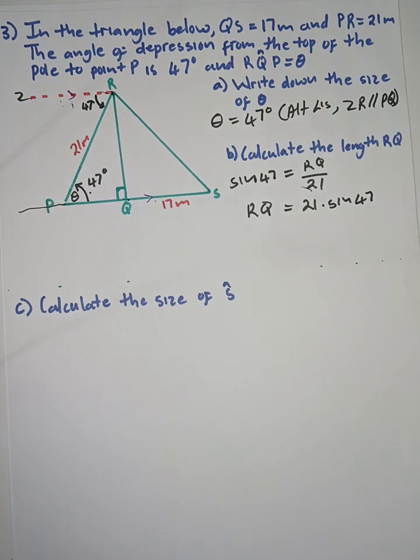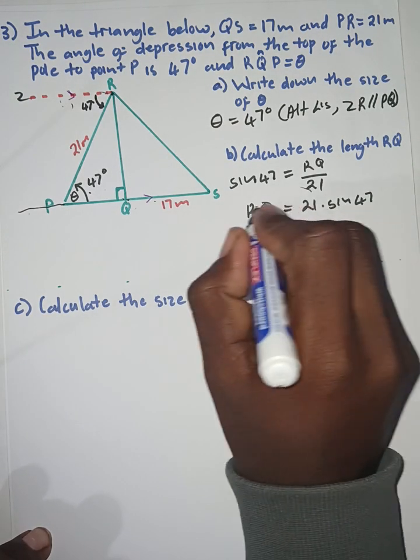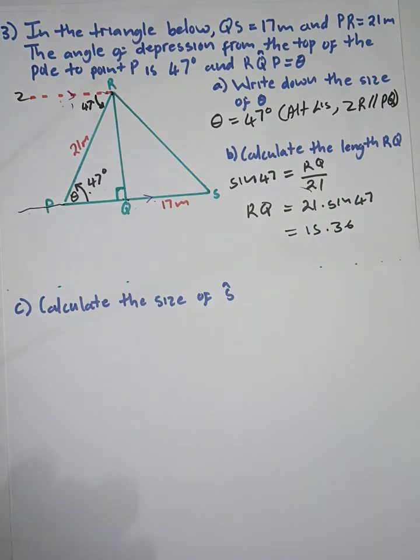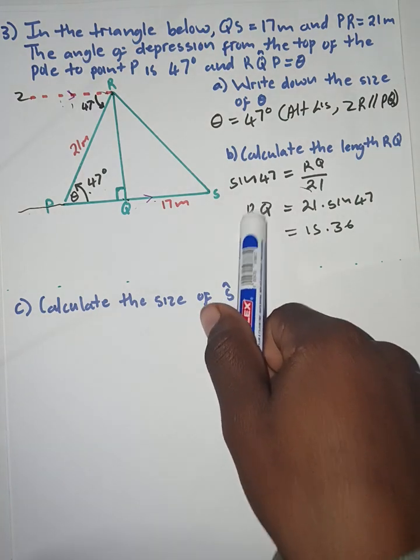Now if you put that on your calculator, let me just put that on my calculator. So that would be 21 multiplied by sine of 47. So you would get 15.36. So that length would be 15.36. That would be the length that you would get for that RQ there.